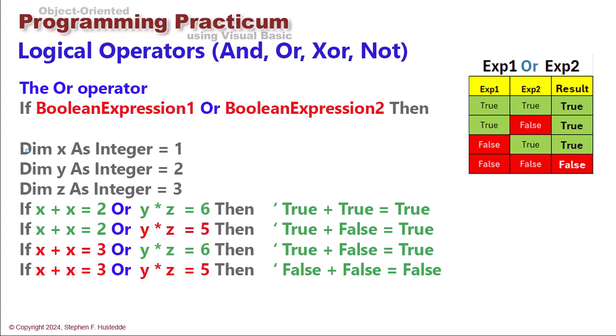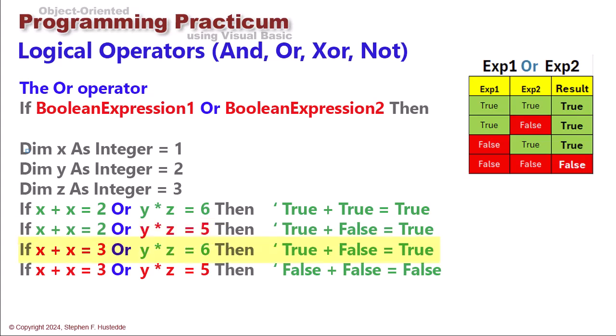Let's look at this example here of x, y, and z is 1, 2, and 3. So if x plus x is 2, that's true, and y times z equals 6, 2 times 3 equals 6, that's true, the whole expression is true. If x plus x is 2, but y times z equals 5, 2 times 3 equals 5, that's false, it's still true. If either side is true, it is true.